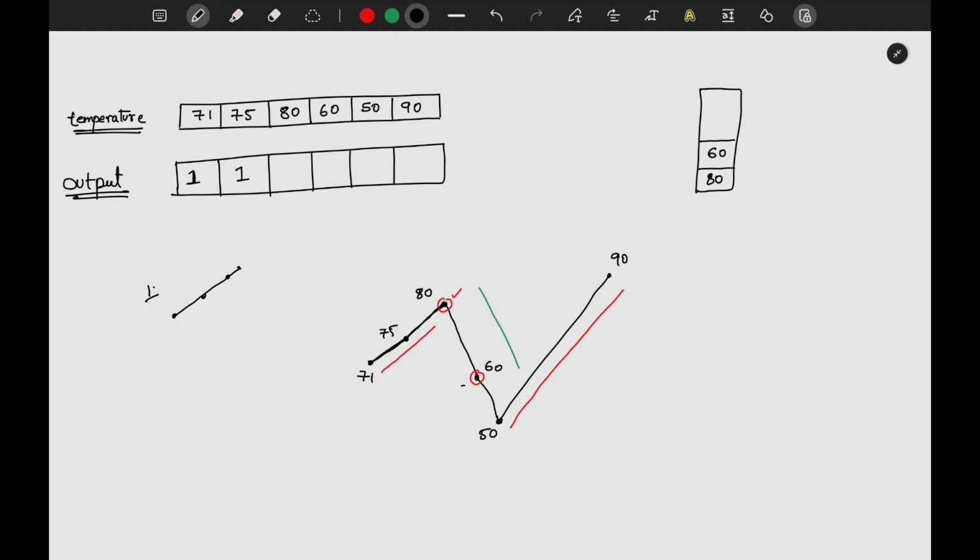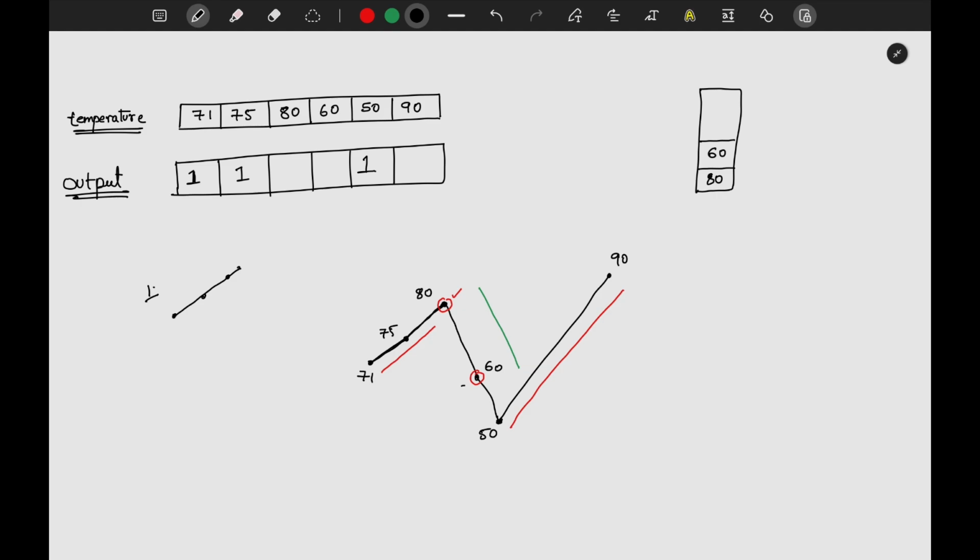For 50, the next element is greater, which is 90. That means for 50, the answer will be 1. So the simple thing we are doing is just looking at the next element. If it is greater than the current temperature, we will simply store 1. Otherwise, we will store it in a stack.